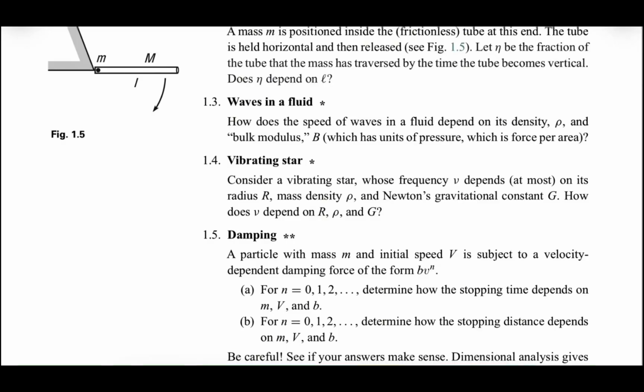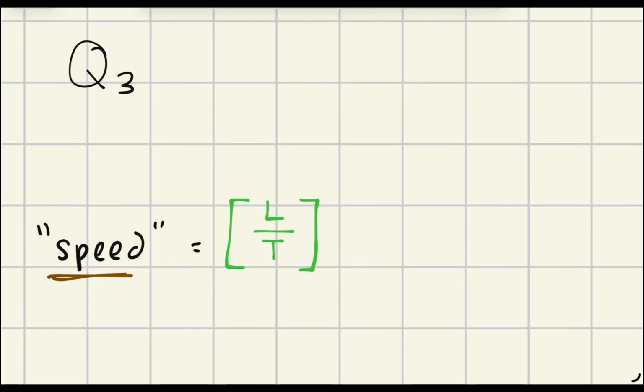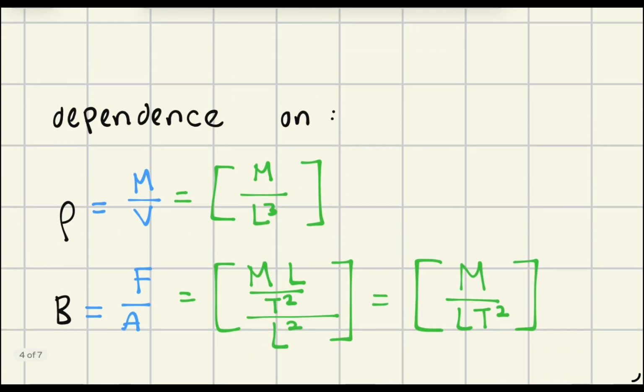Question 3. Waves in a fluid. How does the speed of waves in a fluid depend on its density rho and bulk modulus beta, which has units of pressure, which is force per area? So first we know that speed is going to be equal to distance over time, so the dimensions are L over t. And we are given that it has dependence on rho, which is m over v, and beta, which is force over area. So for rho, m is just m, and v, volume, is equal to L cubed.